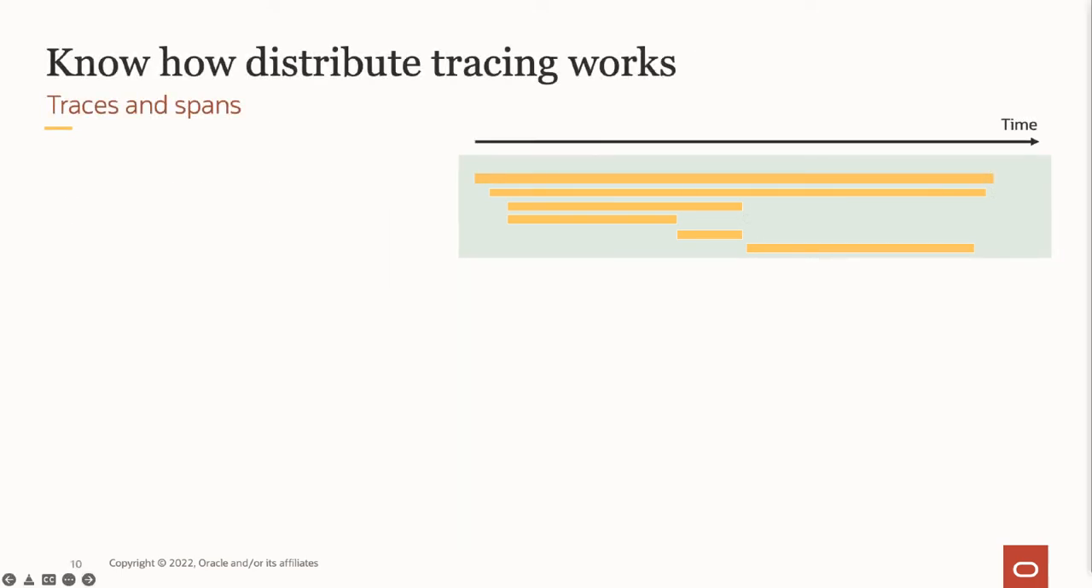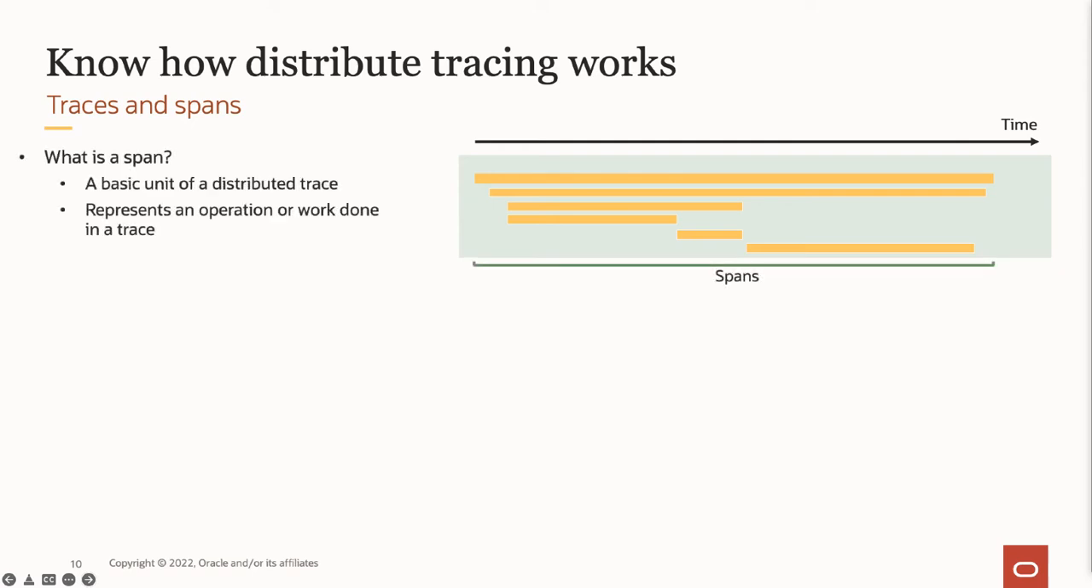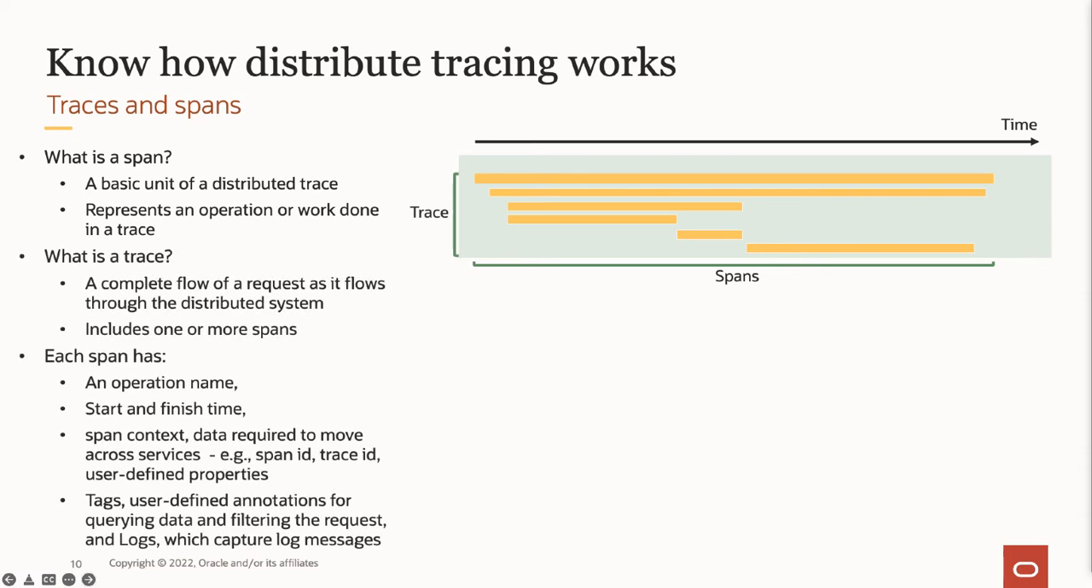Let's take a close look at the trace view. Every unit in the flow is called a span, and a group of spans is called a trace. A span is a fundamental unit of distributed tracing and represents an operation taking place within a microservice or a function call. A trace is the complete flow of the request and includes one or more spans.